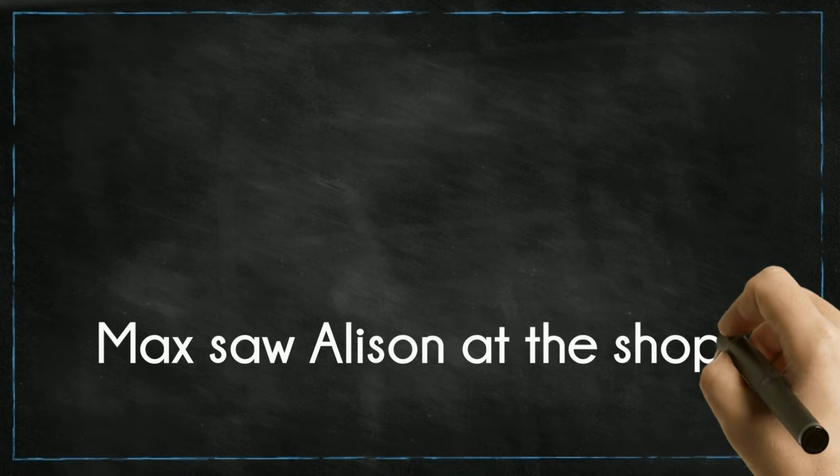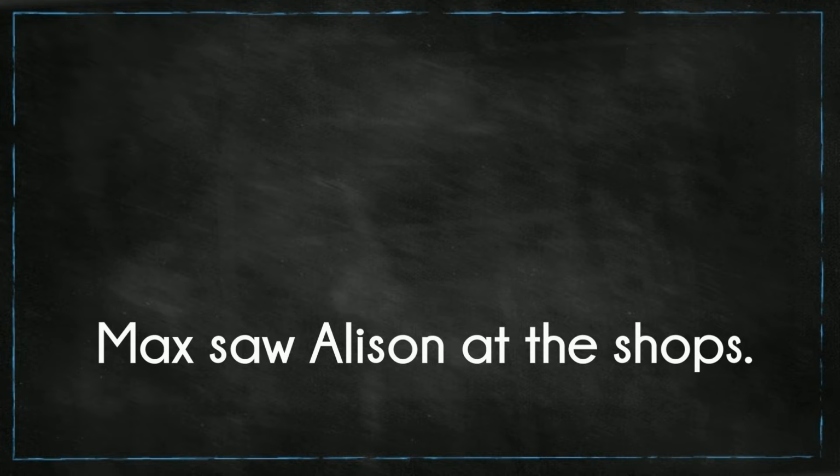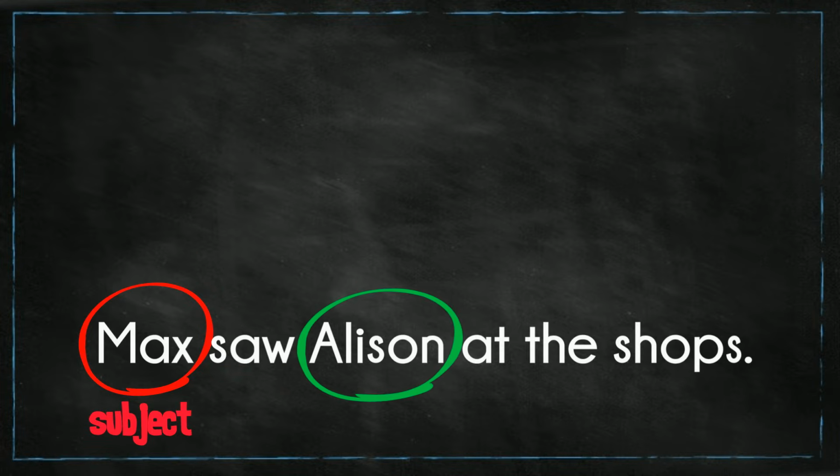Let's use this sentence as an example. Max saw Alison at the shops. Max is performing the action. He did the seeing. Max is the subject. Alison is receiving the action. She was seen by Max. Alison is the object.